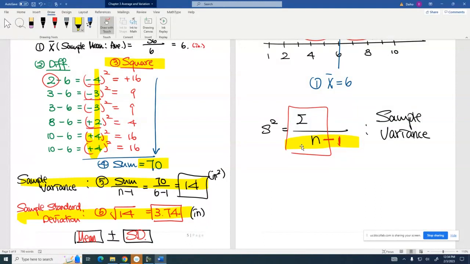Don't ask me today. I will explain it to you after the screen break. Don't drop statistics this way. Just do the division by n minus 1. It is very important.